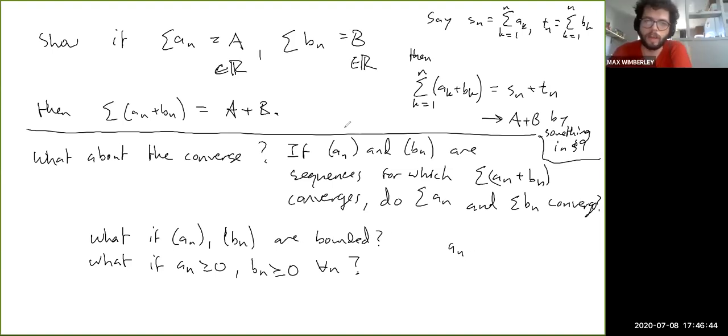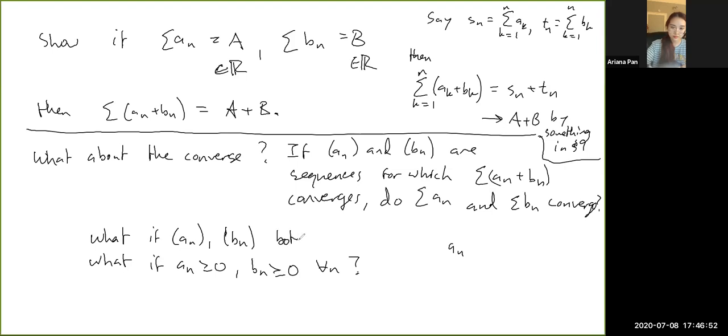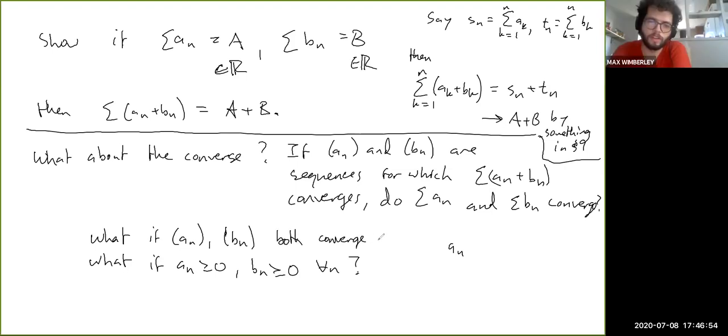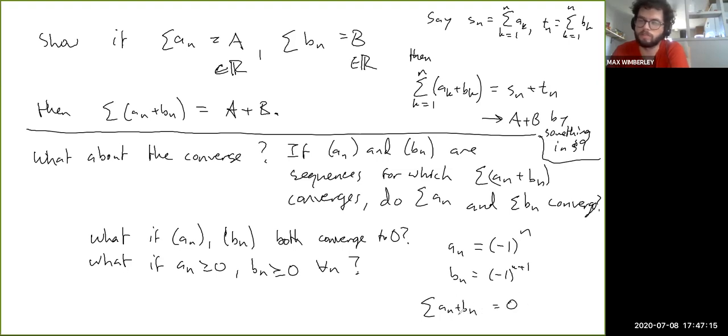Actually, what I should have said for the bounded thing is if An and Bn both converge to 0. It doesn't change anything. But you could do something like An is -1 to the n, Bn is -1 to the n plus 1, right? And then the sum of An plus Bn is just 0, because each of these terms is 0, right? But the sum of An and the sum of Bn diverge.